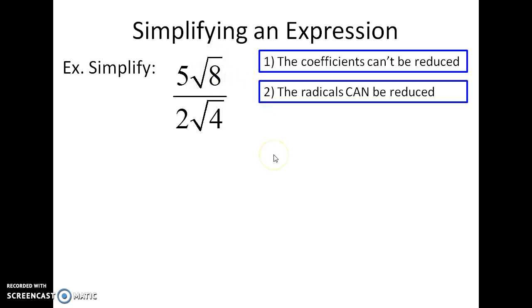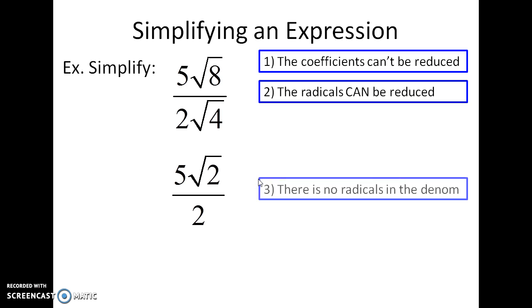8 is equal to 4 times 2. Another way is if you have a radical on top and the bottom, you can divide those two. 8 over 4 is reducible to 2 over 1. And you don't have to include the 1 because root 1 is just 1. So root 8 over root 4 is equal to just root 2. And now we don't have a radical in the denominator, so we're done.